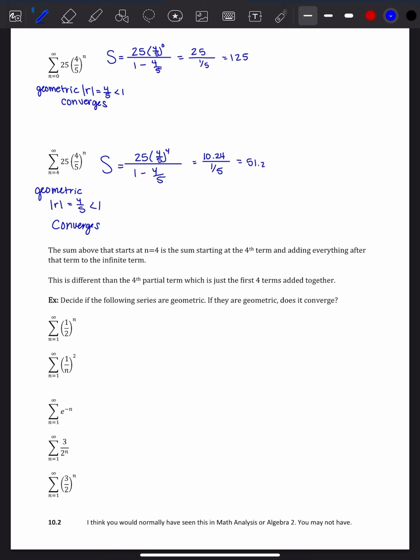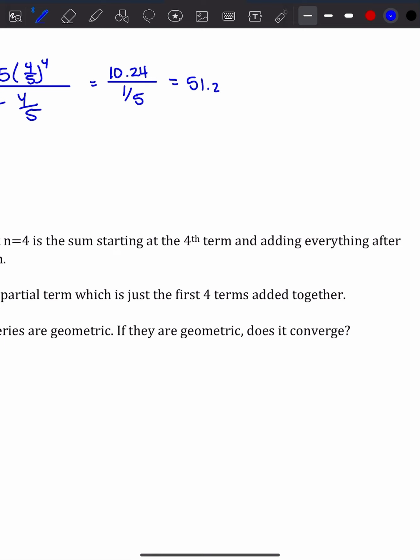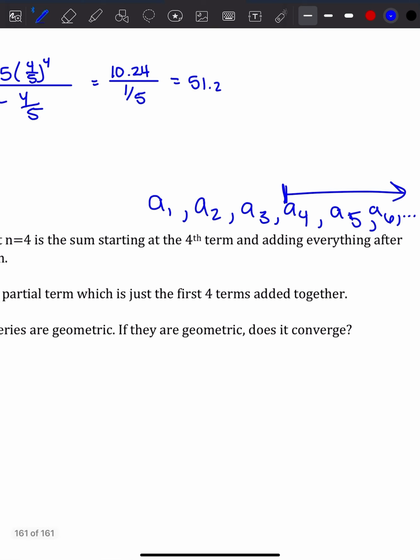The big difference between what we just did and the fourth partial sum is that the fourth partial sum would be adding a1, a2, a3, and a4 together. The sum starting at the fourth term would be taking our term here and going on this way. So the fourth partial sum is those first four terms, versus the sum we just found, which is everything from the fourth term and on.